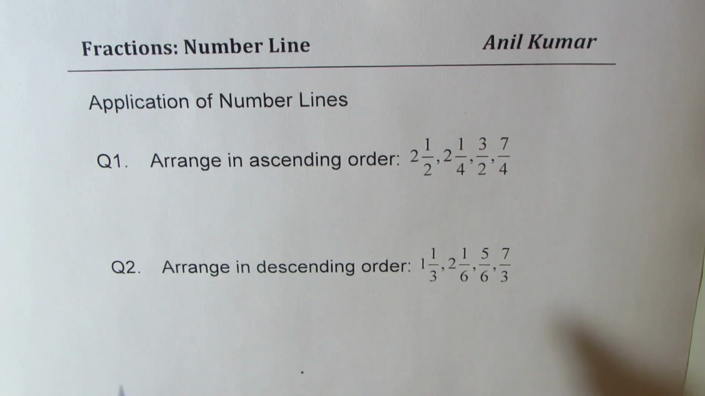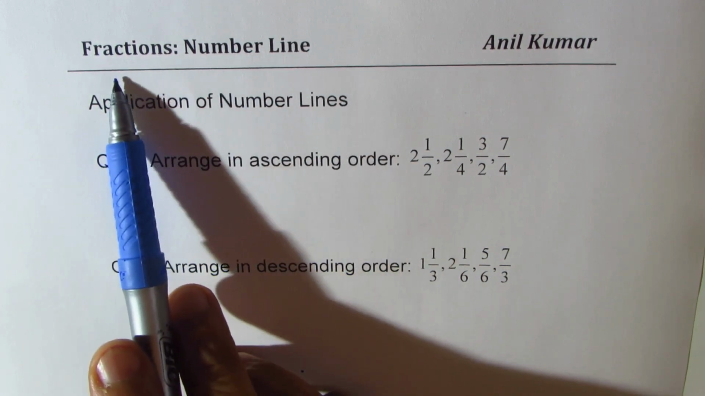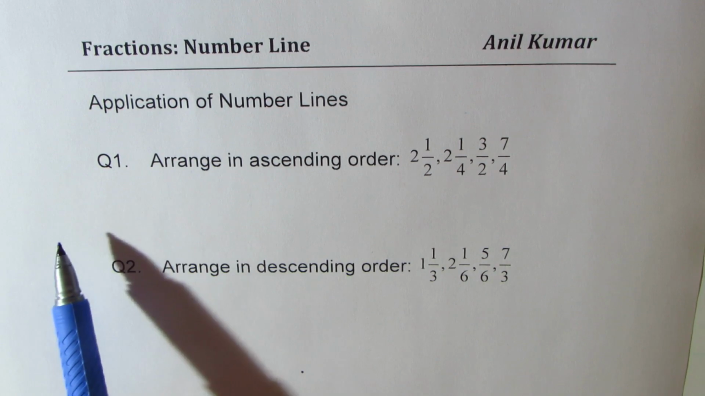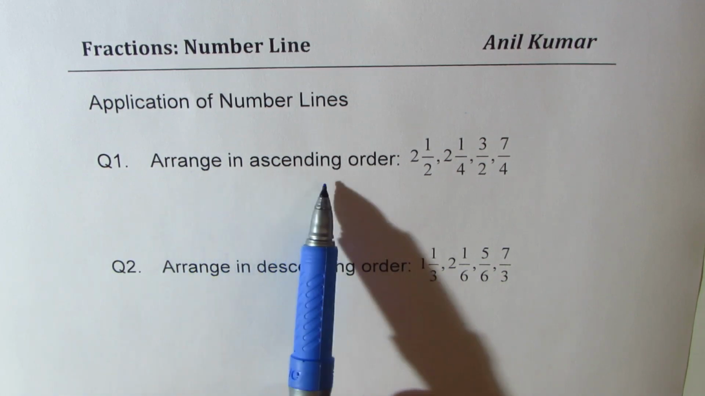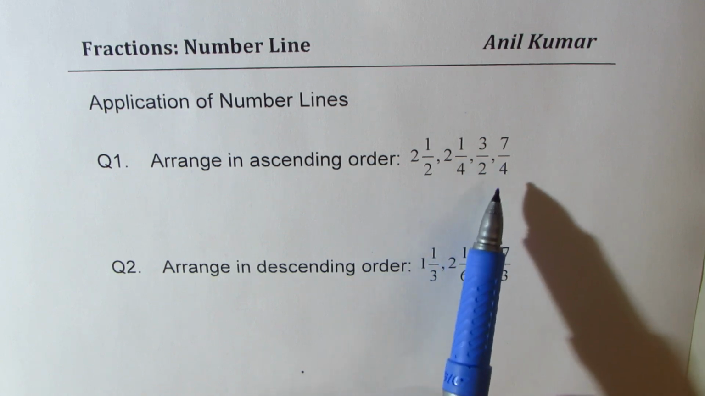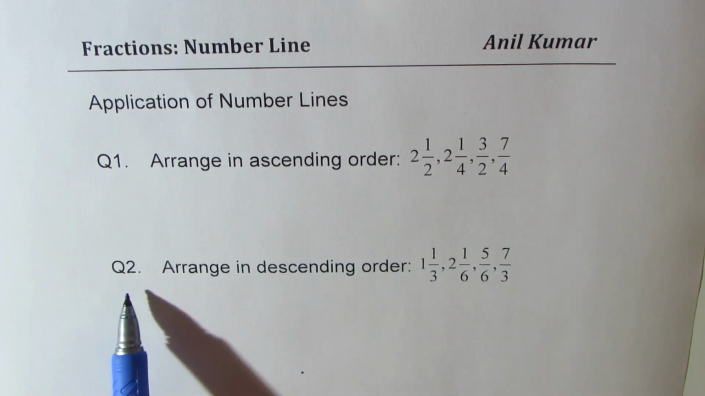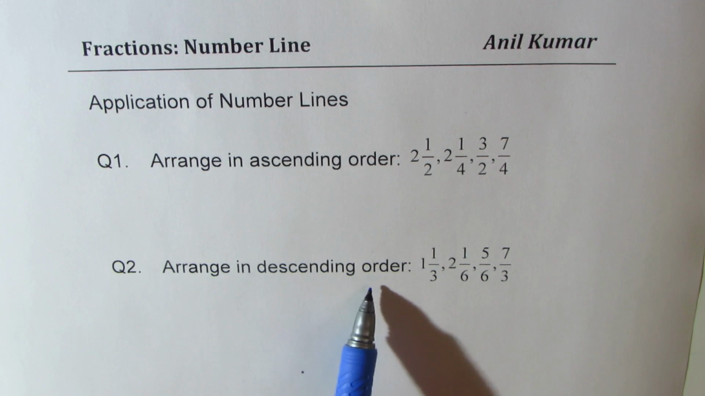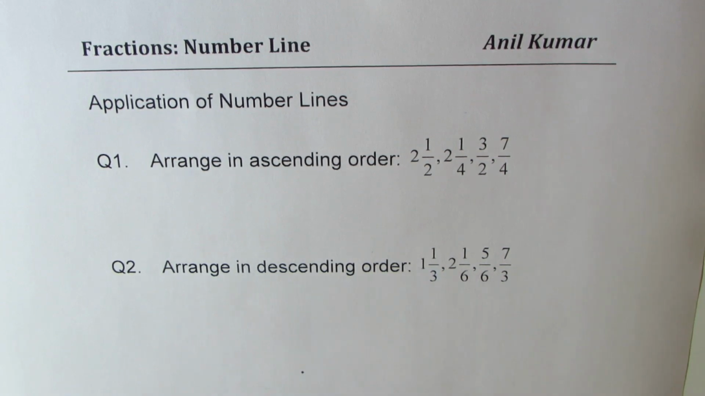So there are two questions. It's an application of fractions on number line. Question number 1. Arrange in ascending order. 2.5, 2 1 by 4, 3 by 2, and 7 by 4. Question 2. Arrange in descending order. 1 1 over 3, 2 1 over 6, 5 over 6, and 7 over 3.